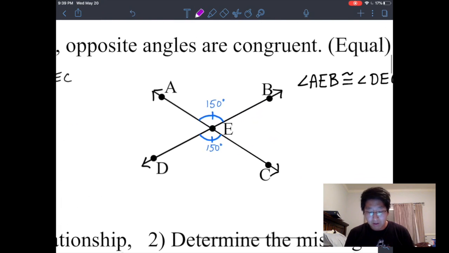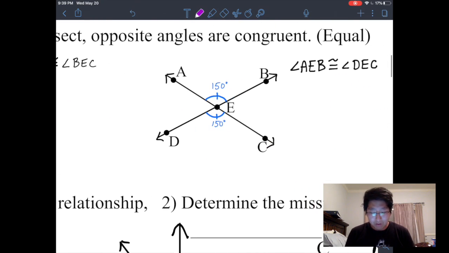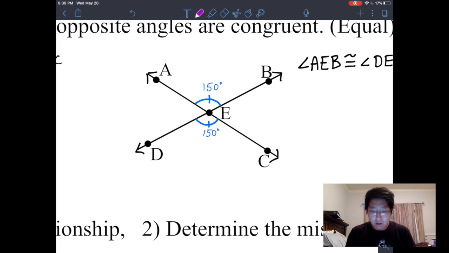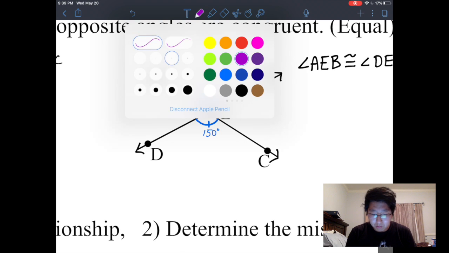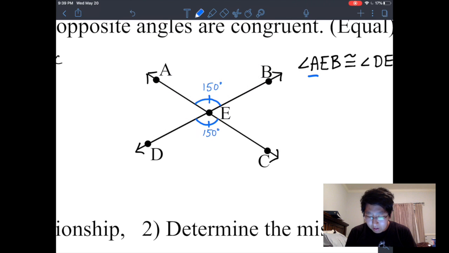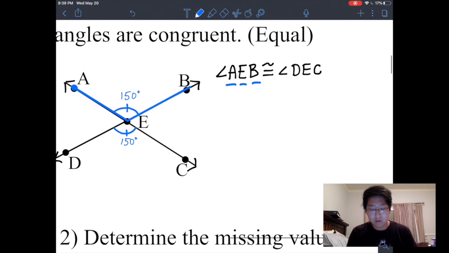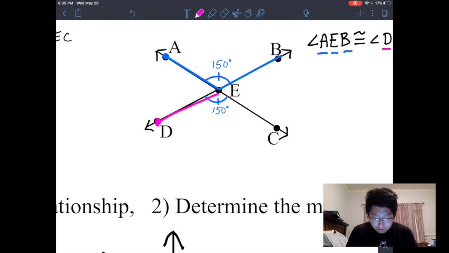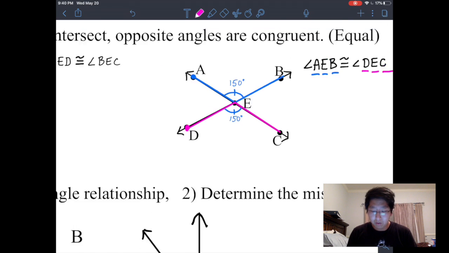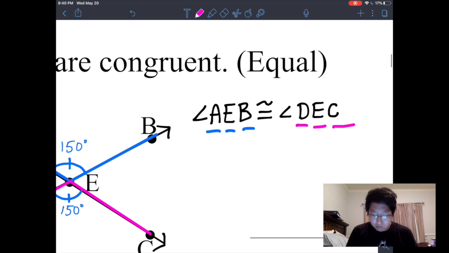So we could see another one right here. It's a little bit different than the first one, but when we read this, I want you to be able to recognize that angle AEB means you're going to start at A, go to E, then go to B. AEB is congruent to DEC. So you're going to start at D, go to E, and go to C. So that's how we read these angles. And this equal sign with the squiggly means congruent, that they are the same.